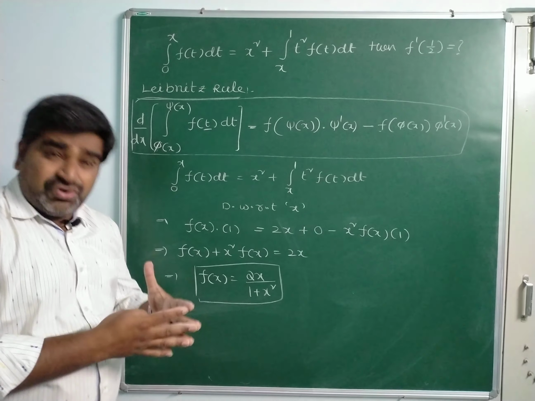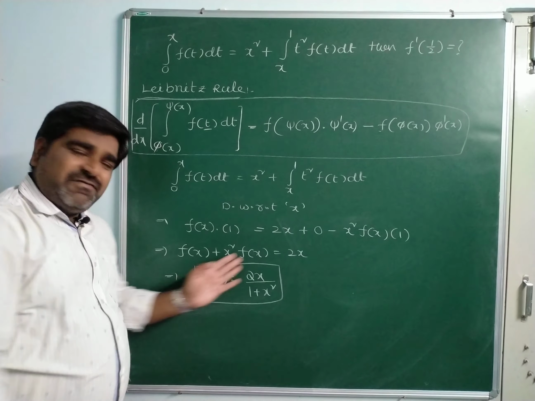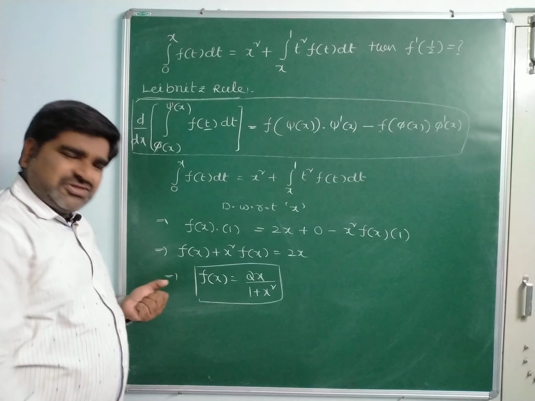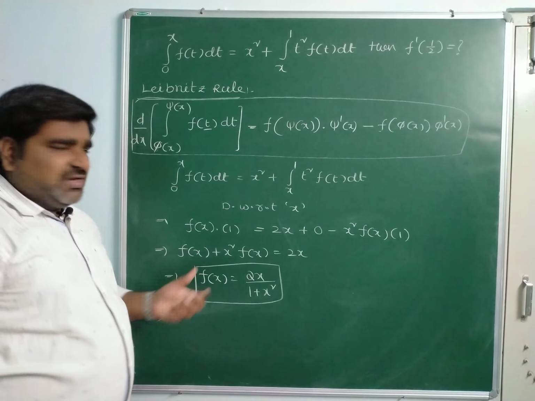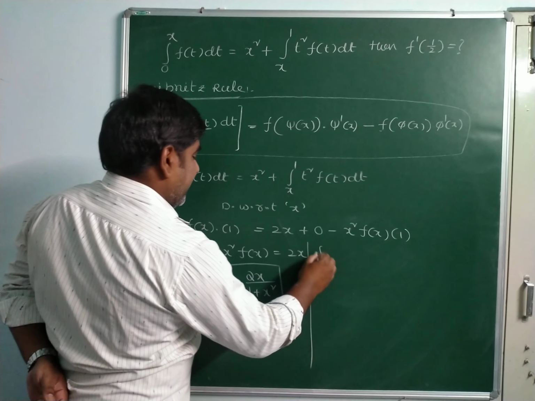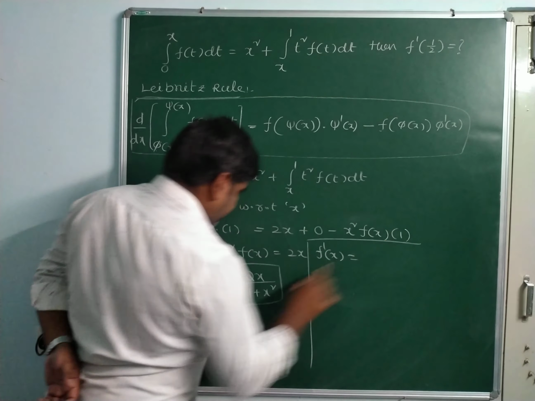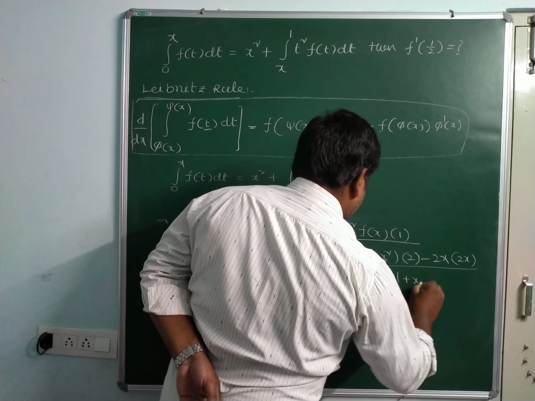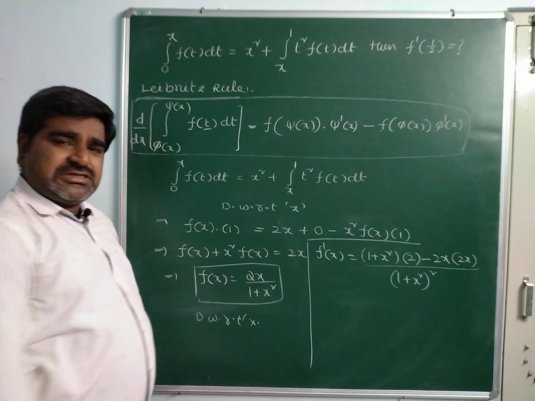So by using the Leibniz rule, you get the function f of x equal to 2x by 1 plus x square. What he is asking is f dash of 1 by 2. So can't we differentiate this one? It's so simple. Differentiate with respect to x. What is the derivative of f of x? f dash of x is equal to, which rule do we apply here? The u by v rule: 1 plus x square into the derivative of 2x, which is 2, minus 2x into the derivative of the denominator 1 plus x square, which is 2x, whole by 1 plus x square whole square.